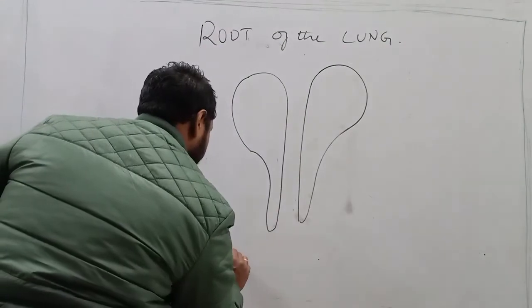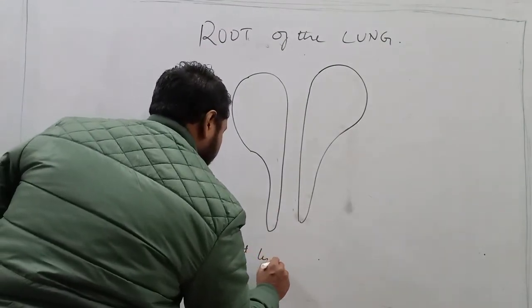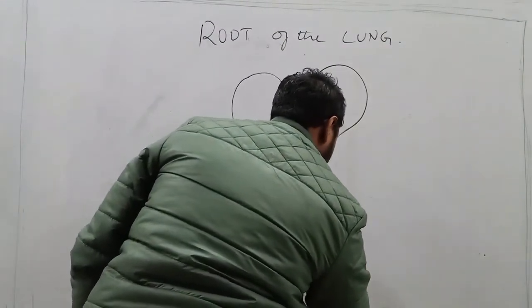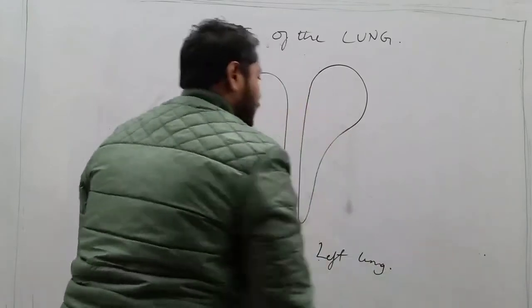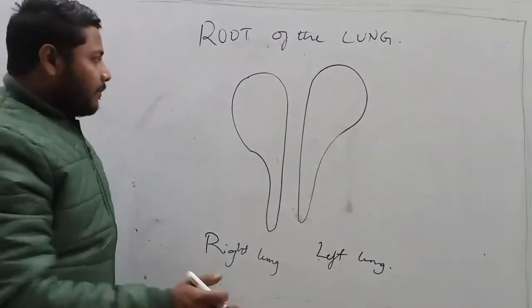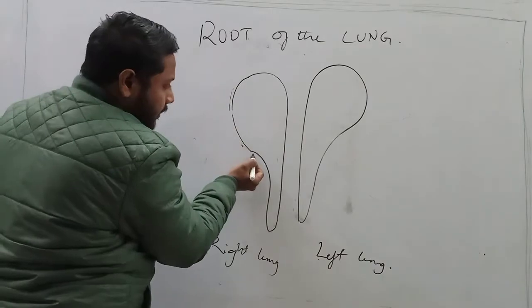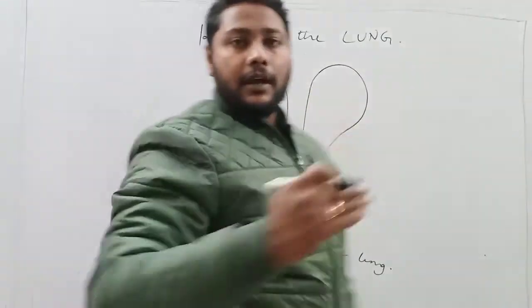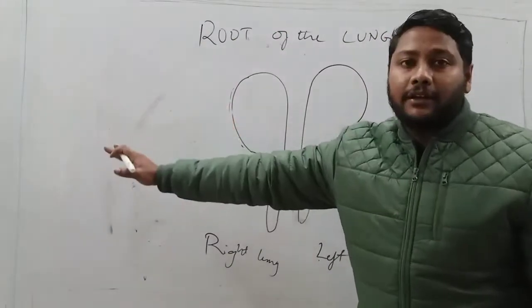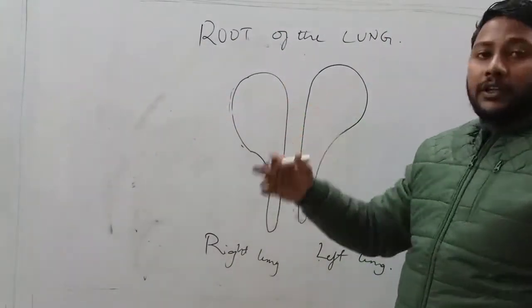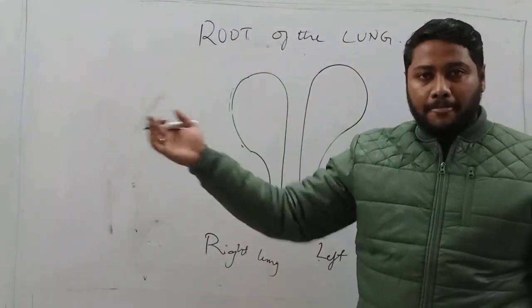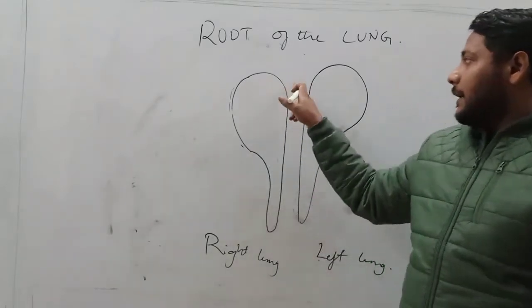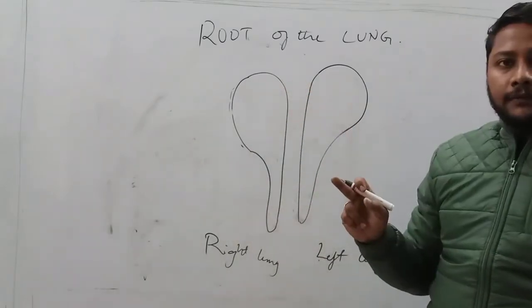If this is the right lung, if this is the root of the right lung and this is the root of the left lung, always remember this part. This area corresponds to the anterior border and this part corresponds to the posterior border. This is the anterior border and this is the posterior border.